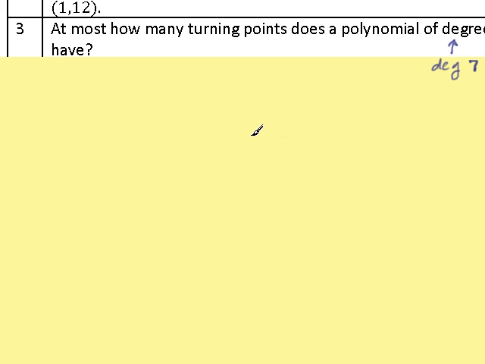Right, number 3 says at most how many turning points does a polynomial of degree 7 have? Well, that's easy. It's 1 less than the degree, so the answer is 6.